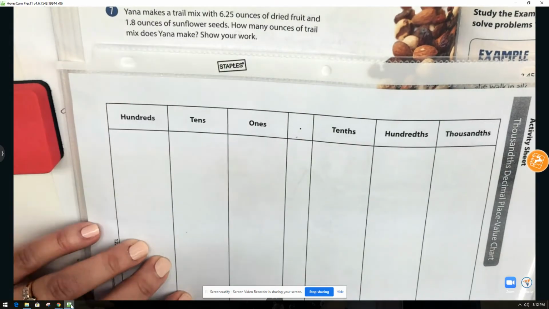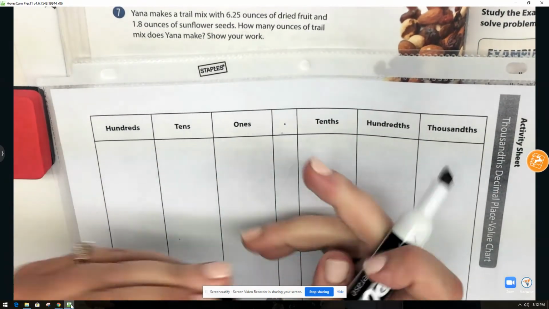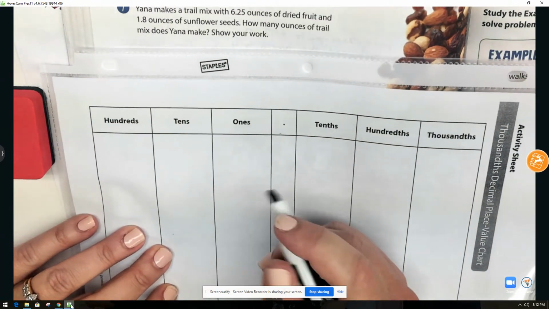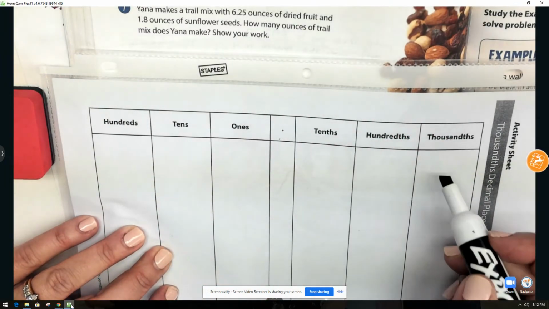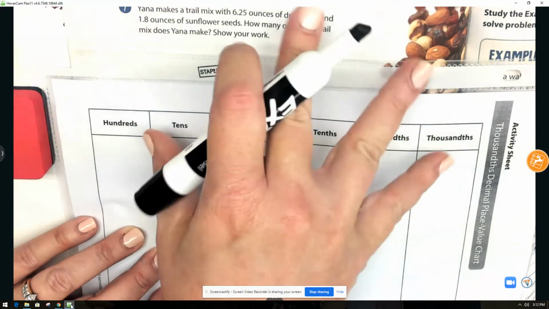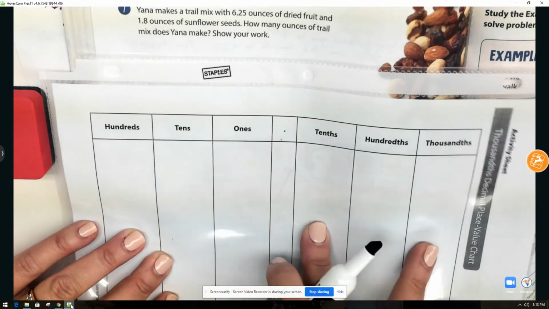If you find that you are having trouble lining up your decimals, I would highly suggest you use this place value chart all the time. Because what this will do is make sure that you only put one digit in each place value and that you're adding up your numbers in a line where they should be.